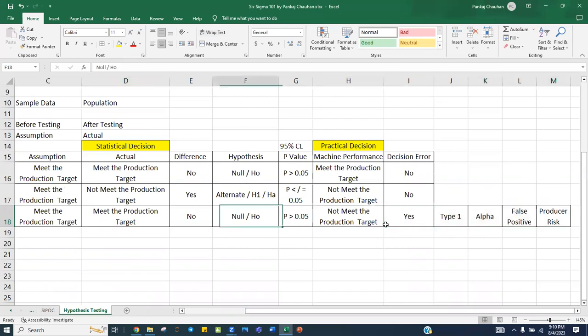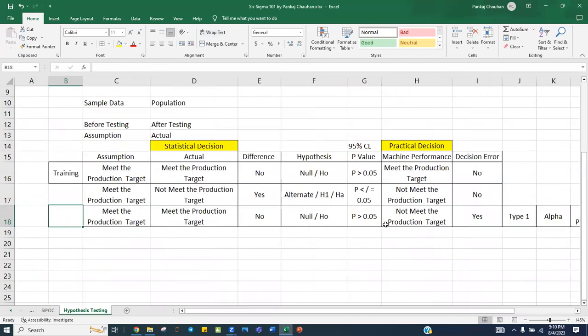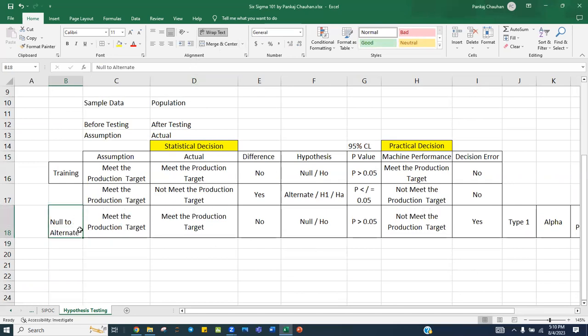In simple words, I would say, in the real world you have the null hypothesis, which says no difference, but you are telling it as the alternate and saying there is a difference. This is the simplest way to remember. When you say null to alternate, actually there is a null hypothesis, but you are saying no, it's an alternate, then the type 1 or alpha error will occur.